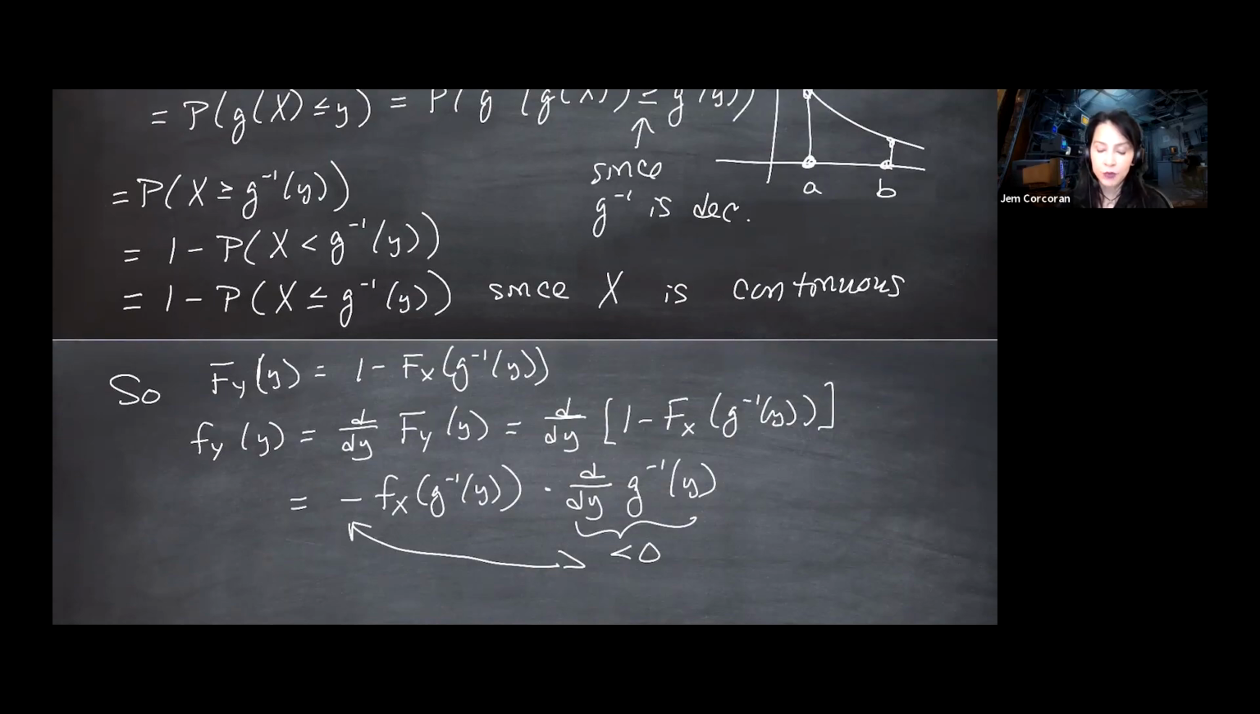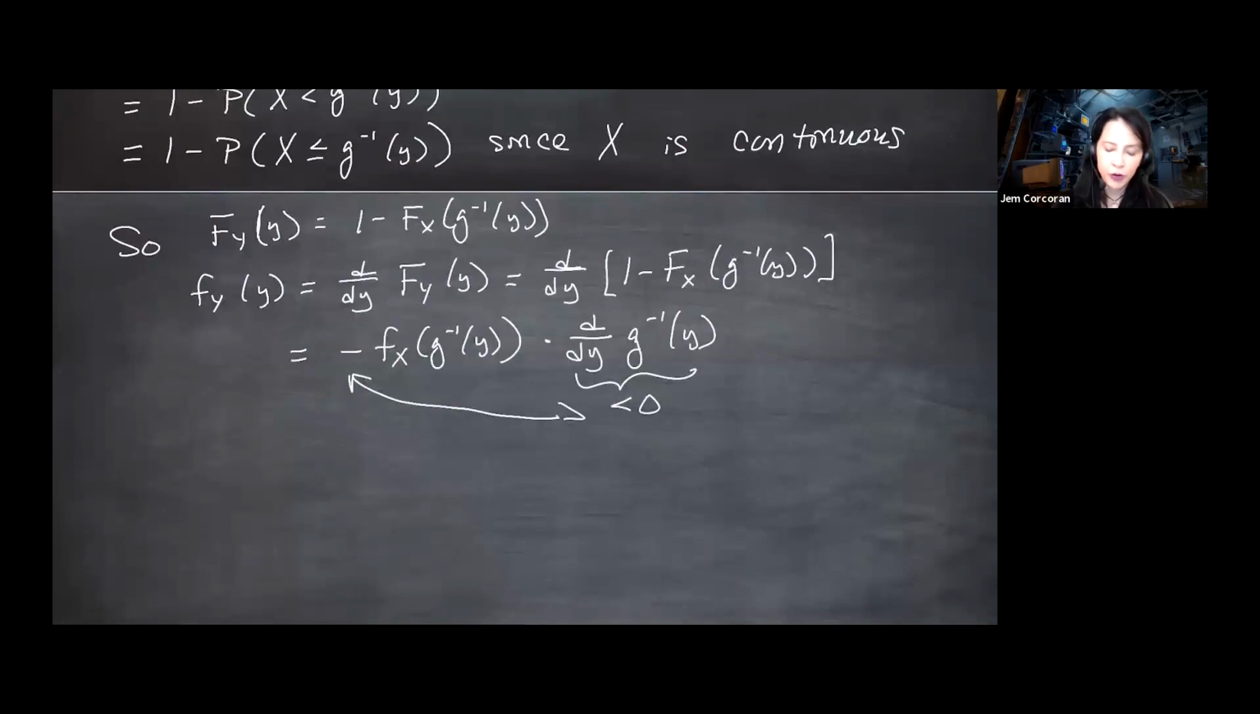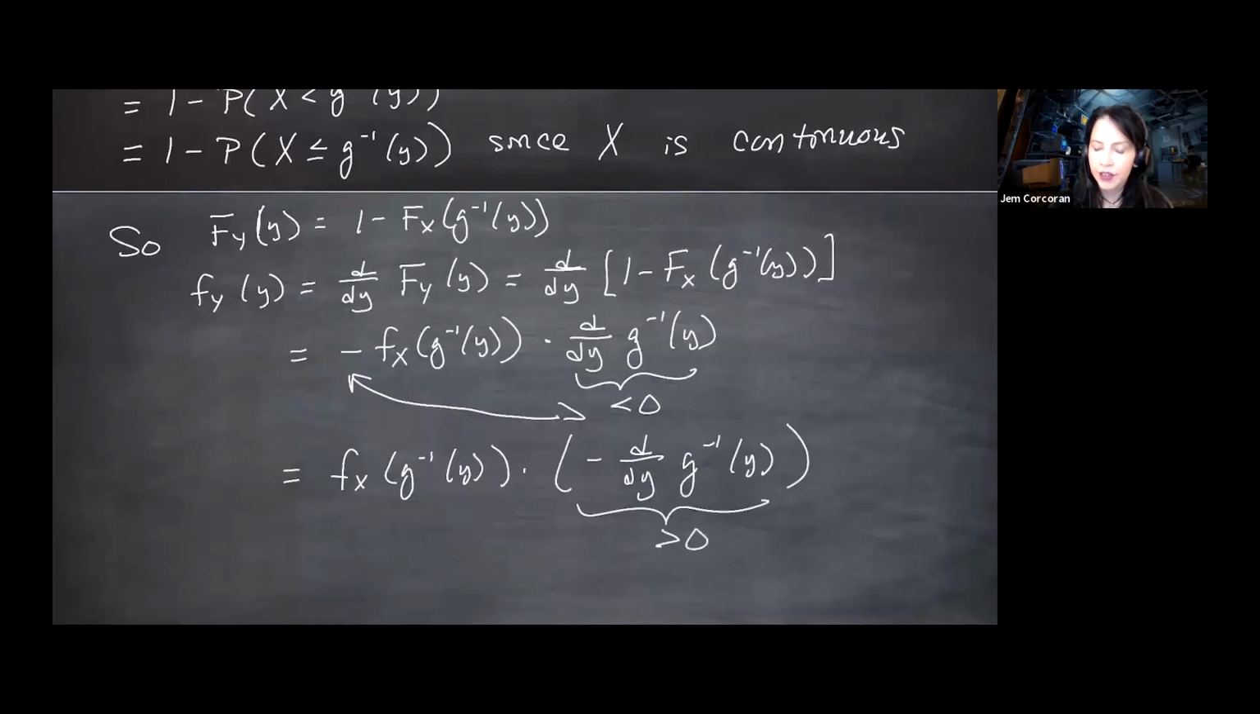And in fact, I could just move this negative over here, then it would become positive. Equivalently, I could take the absolute value. Let me write one more line here. So this is f_X of G inverse Y times the negative of d/dy G inverse Y, which is now positive. And so we can combine the two cases by putting an absolute value there.